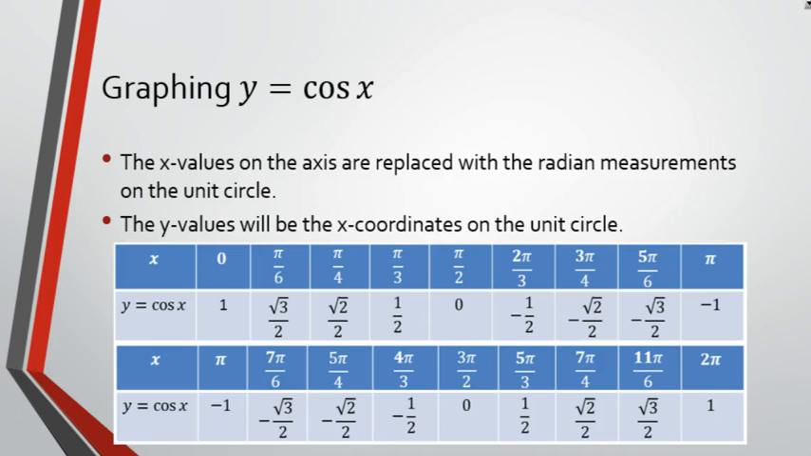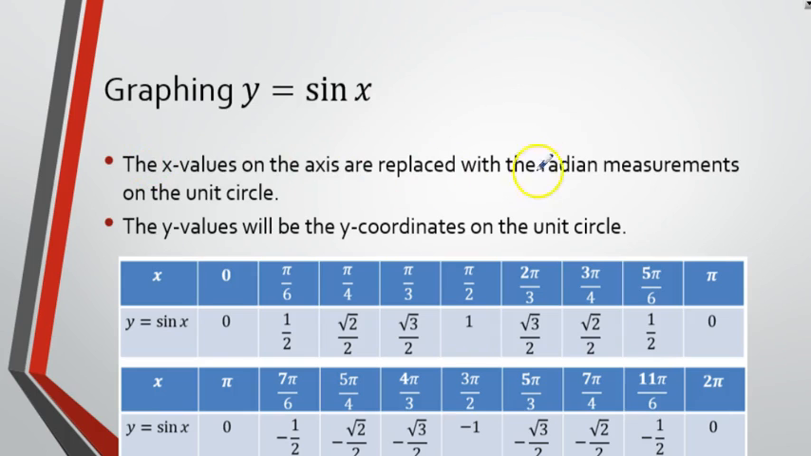Now, there's a very similar system for graphing cosine of x graphs. It's just that instead of using the y coordinates of the unit circle, we're going to be using the x coordinates of the unit circle. So that's the only difference between our two rules. The x values are still the radian measurements. If you look back at what I wrote before, the x values are the radian measurements. So the x coordinates have not changed.